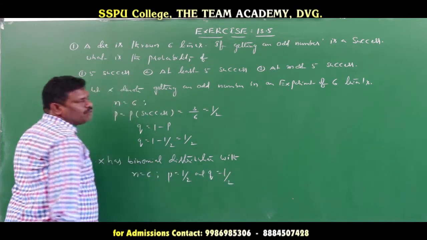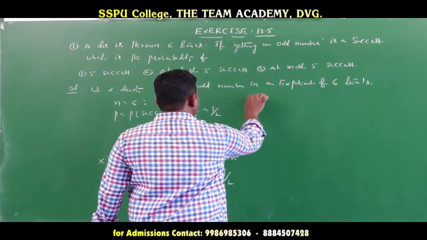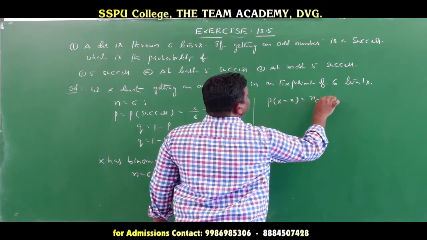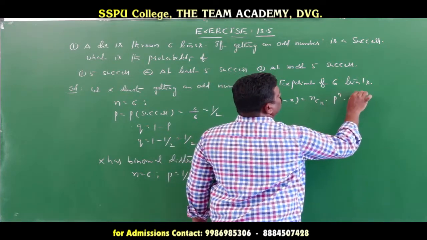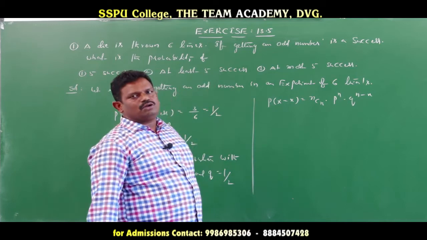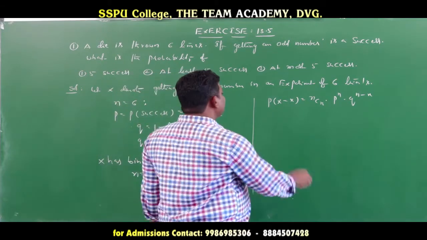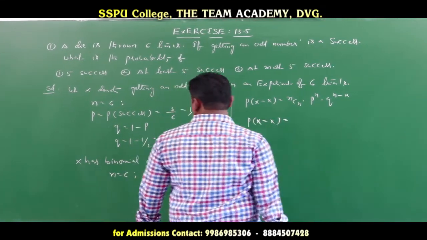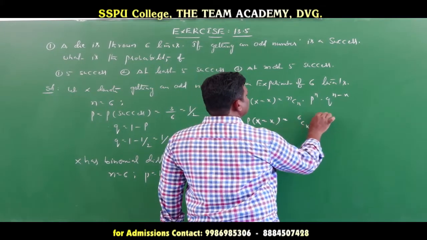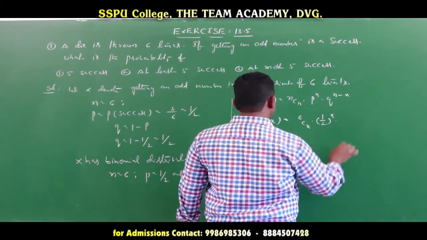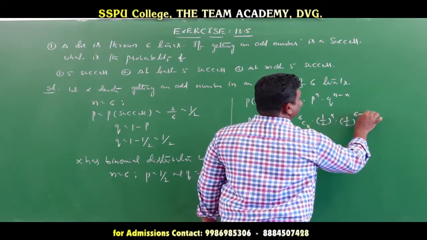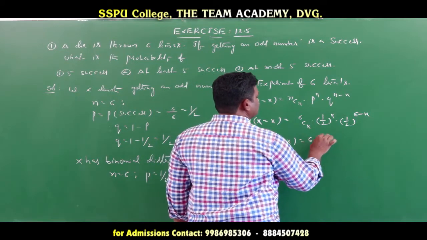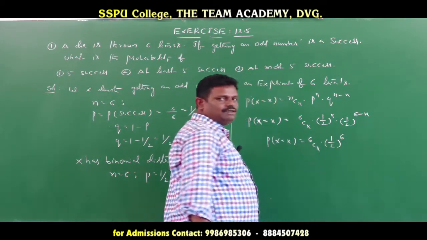Now if you want to write the probability distribution formula: probability of X is equal to x, nCx, p power x, q power n minus x. Okay? Here x is equal to 0, 1, 2 and so on up to n. Then probability of X equal to x is 6Cx, 1 by 2 whole power x, 1 by 2 whole power 6 minus x, so 6Cx, 1 by 2 whole power 6.